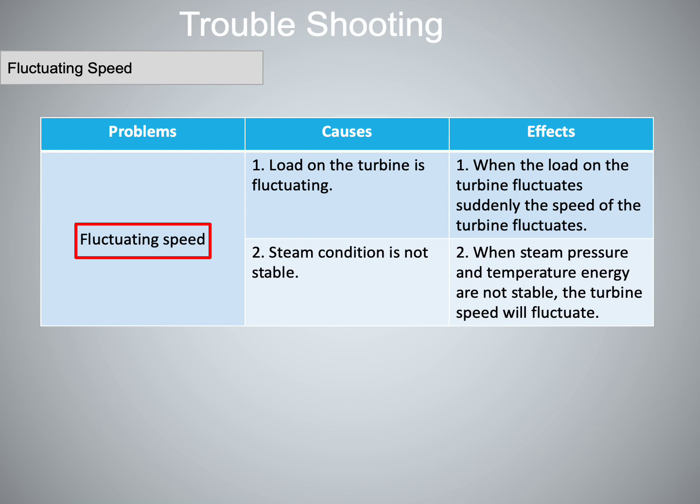Fluctuating speed. Load on the turbine is fluctuating. When the load on the turbine fluctuates suddenly, the speed of the turbine fluctuates. Steam condition is not stable. When steam pressure and temperature energy are not stable, the turbine speed will fluctuate.